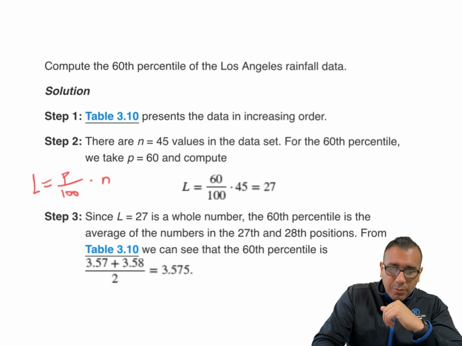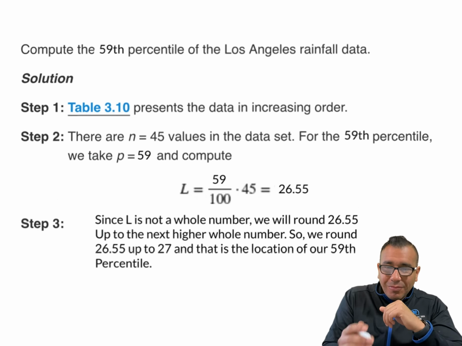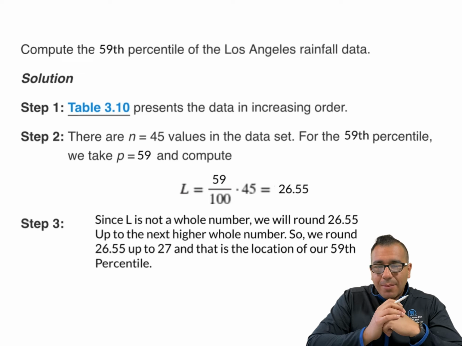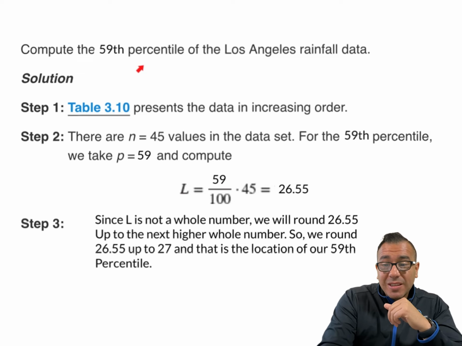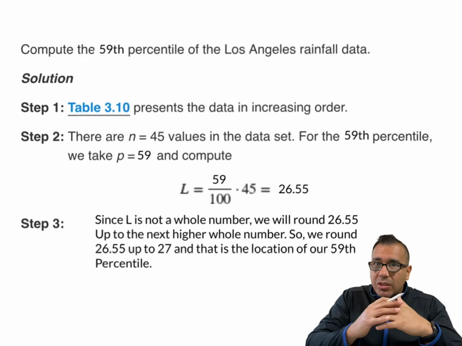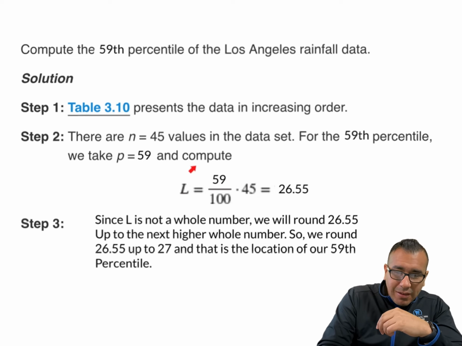Well, let's look at an example. I made a quick example, and in this question, I want to compute the 59th percentile. Essentially we do the same exact thing, same formula, except now P is 59. And we see here that this time we get an answer that's a decimal.